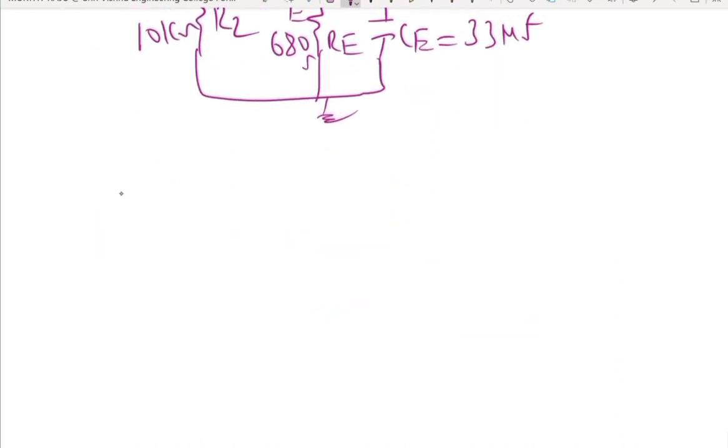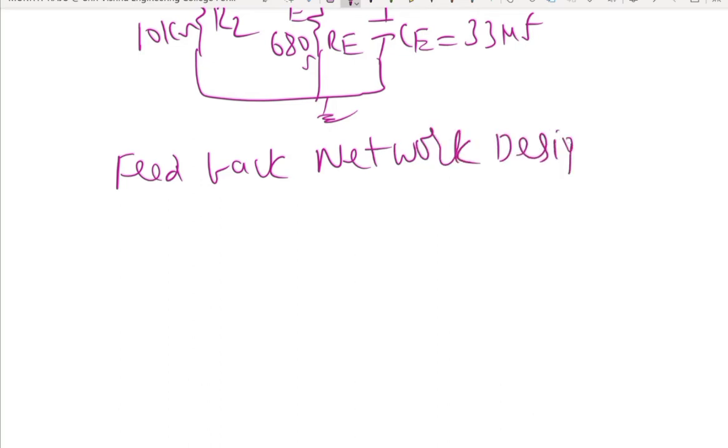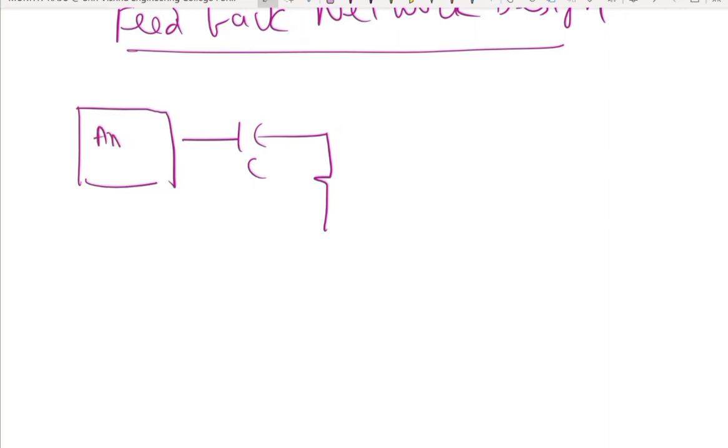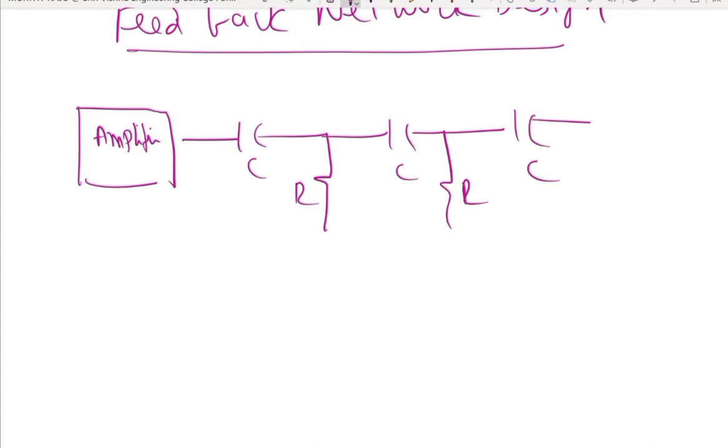Next, feedback network design. In feedback network design, this is the capacitor. This one is the amplifier. Already amplifier circuit design is completed. This one is C, R, C, R3.